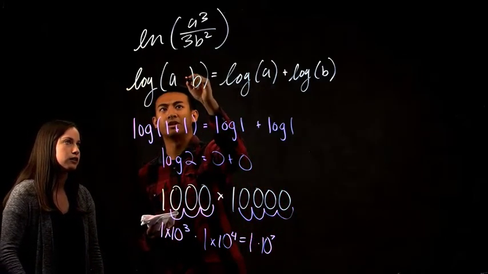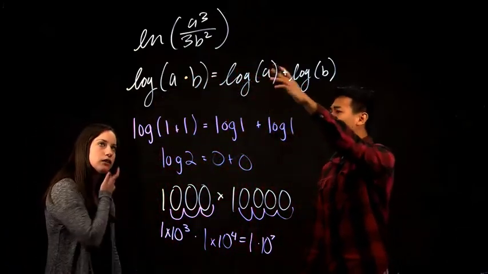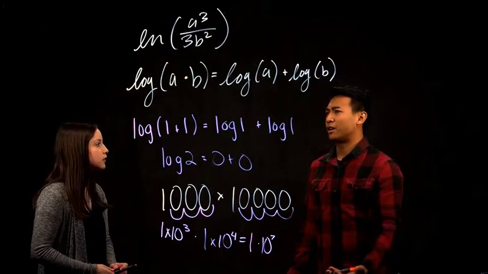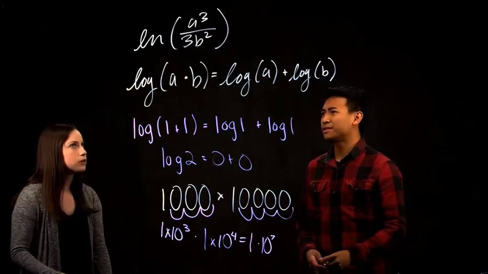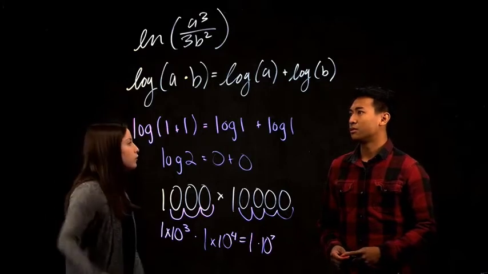I just have one question. How come we have a natural log problem, ln, but this formula says log? Is that going to help us? Well, ln is just log base e. So these rules hold for anything.